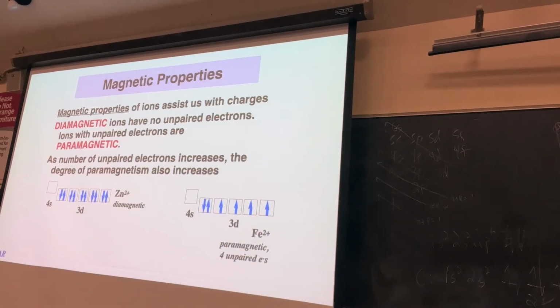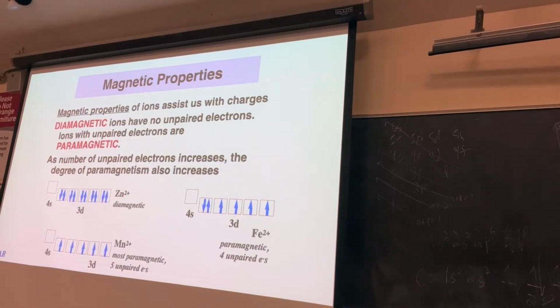On the other hand, we saw iron plus 2 earlier. The 4s's were removed. This one actually has 1, 2, 3, 4 unpaired electrons. It has a total of 6 electrons in the 3d shell. Two of them are paired, so there would be 4 unpaired.